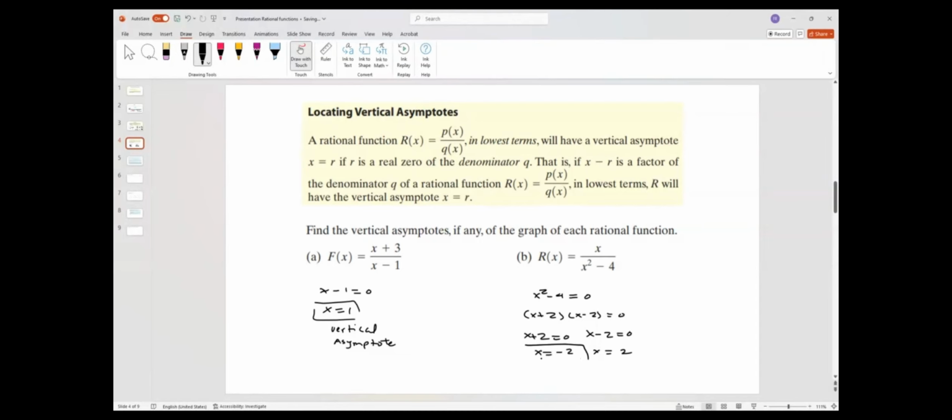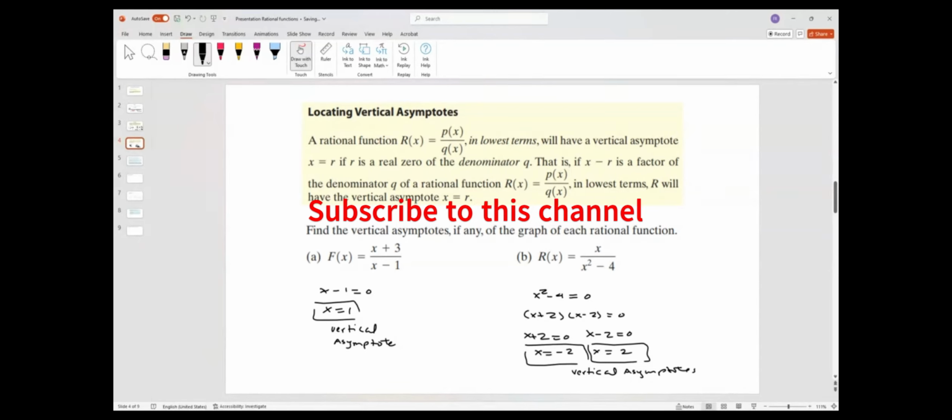So here we have two vertical asymptotes. The first vertical asymptote is x equals negative 2. The other vertical asymptote is x equals 2. So here we have two vertical asymptotes: x equals negative 2 and x equals 2.